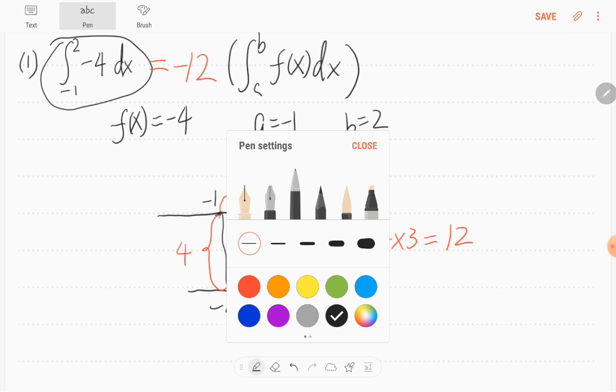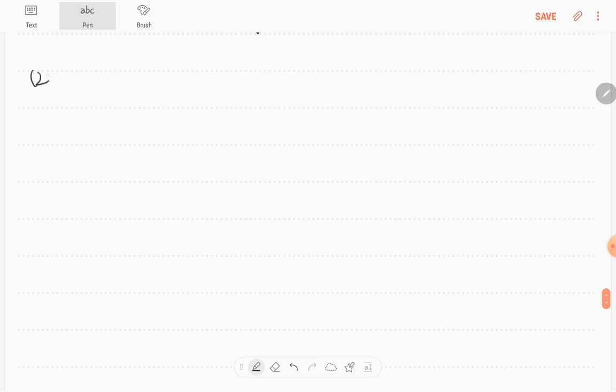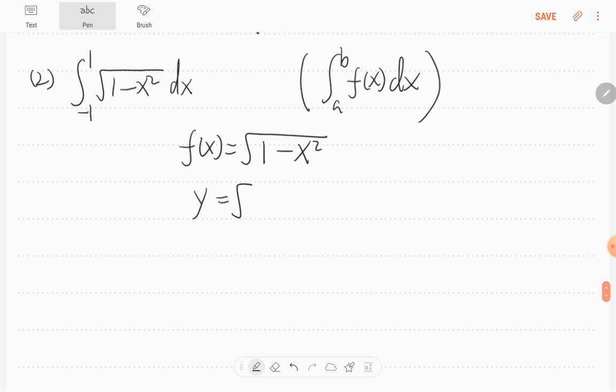Let's look at another example. We want to know what is the integral from -1 to 1 of the square root of 1 minus x squared dx. Still the same, we compare the notations for the definite integral, right? We notice that here f of x is equal to the square root of 1 minus x squared. So if we let y be f of x, it's y equals the square root of 1 minus x squared.